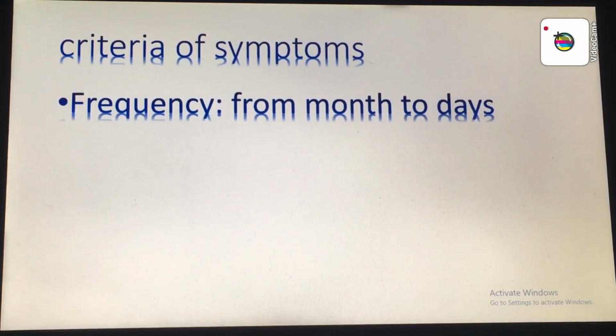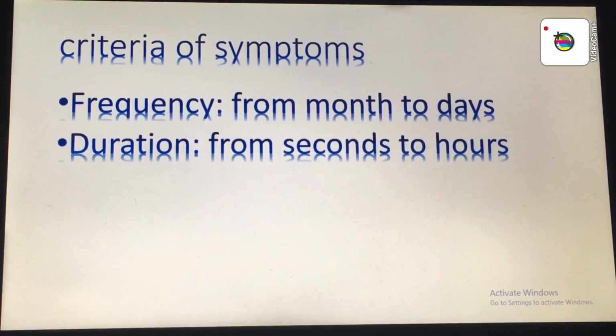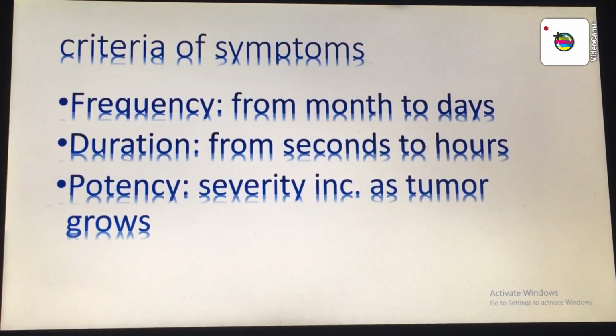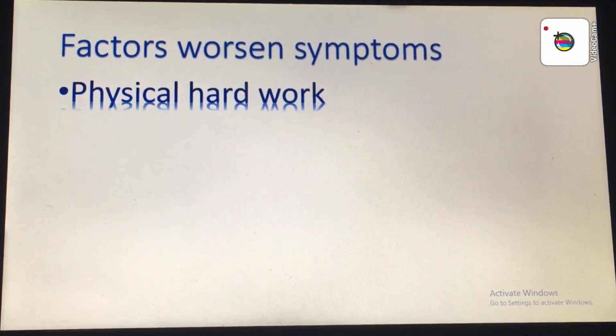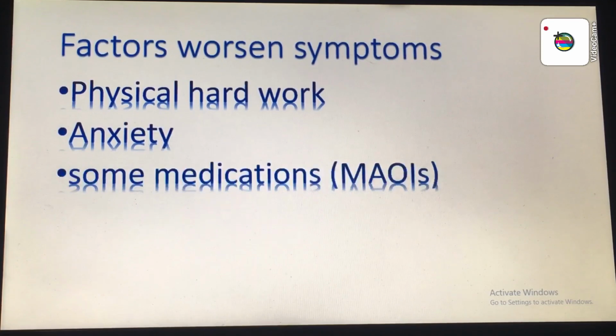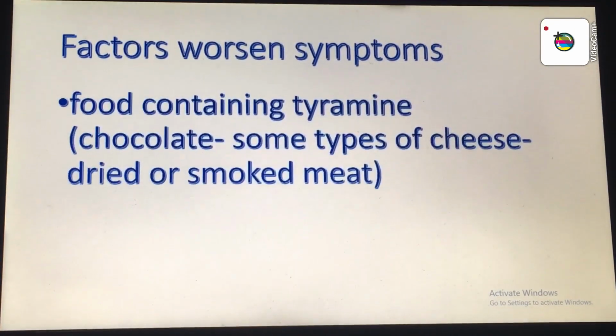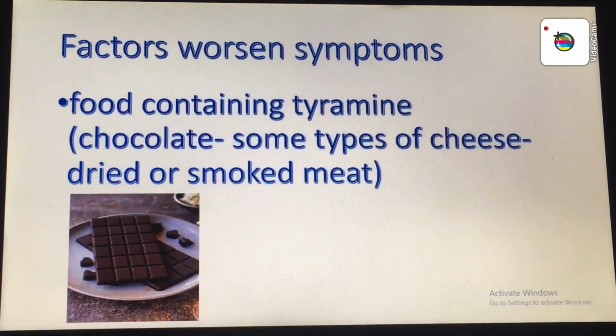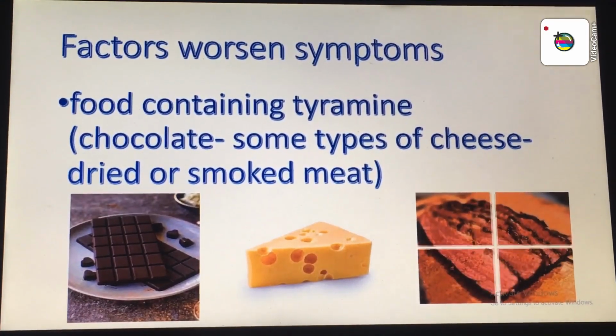Symptoms may occur over months to days, and the duration may be from seconds to hours. Severity increases as the tumor grows over time. Factors that may worsen symptoms: hard physical work that increases catecholamines, anxiety and stress, some medications such as MAO inhibitors. Also, some foods containing tyramine may worsen symptoms, like chocolate, some types of cheese, and dried or smoked meat.